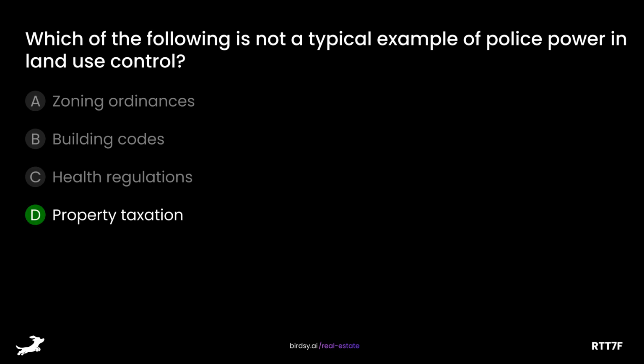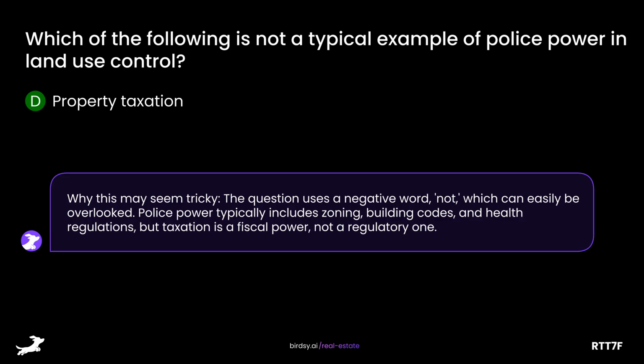Property taxation. Why this may seem tricky. The question uses a negative word, "not," which can easily be overlooked. Police power typically includes zoning, building codes, and health regulations, but taxation is a fiscal power, not a regulatory one.